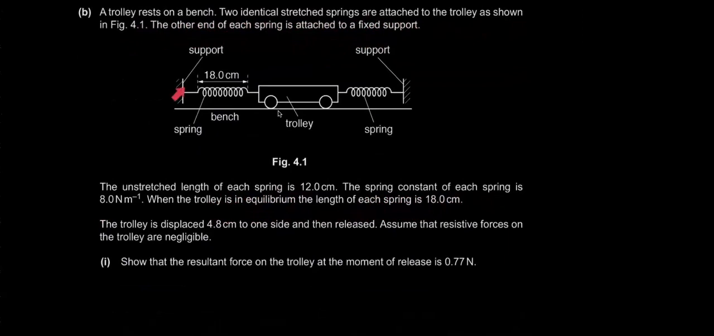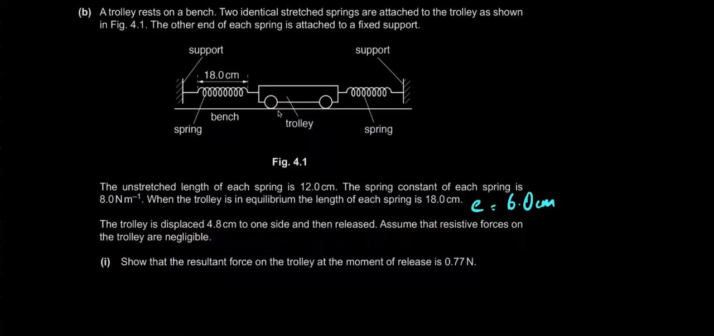If I look at this diagram, I can see that both ends of the trolley are attached to a spring, and the other ends of both these springs are attached to some sort of a wall or a support. If the unstretched length is 12, even at this position, when the trolley is in equilibrium, the length of each spring is 18 centimeters. So even in the equilibrium position, both of these are stretched by 18 minus 12, which is 6 centimeters, right? The trolley is displaced 4.8 centimeters to one side and then released. Assume that resistive forces on the trolley are negligible. Now this trolley is going to be displaced to either one of those sides.